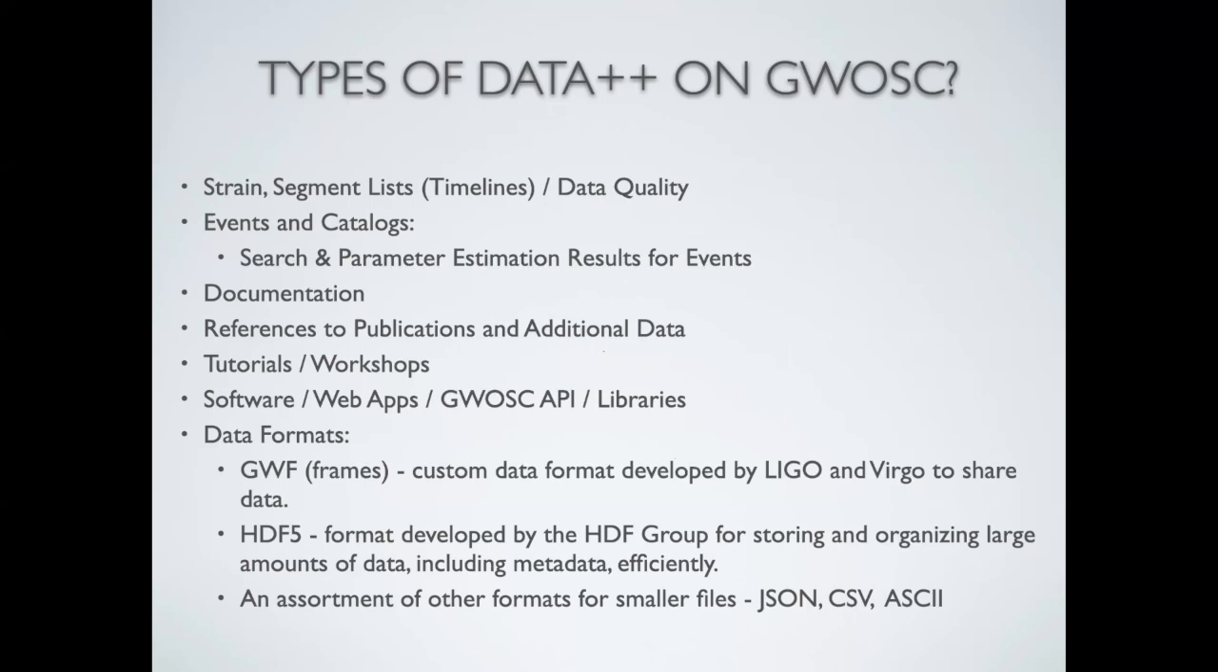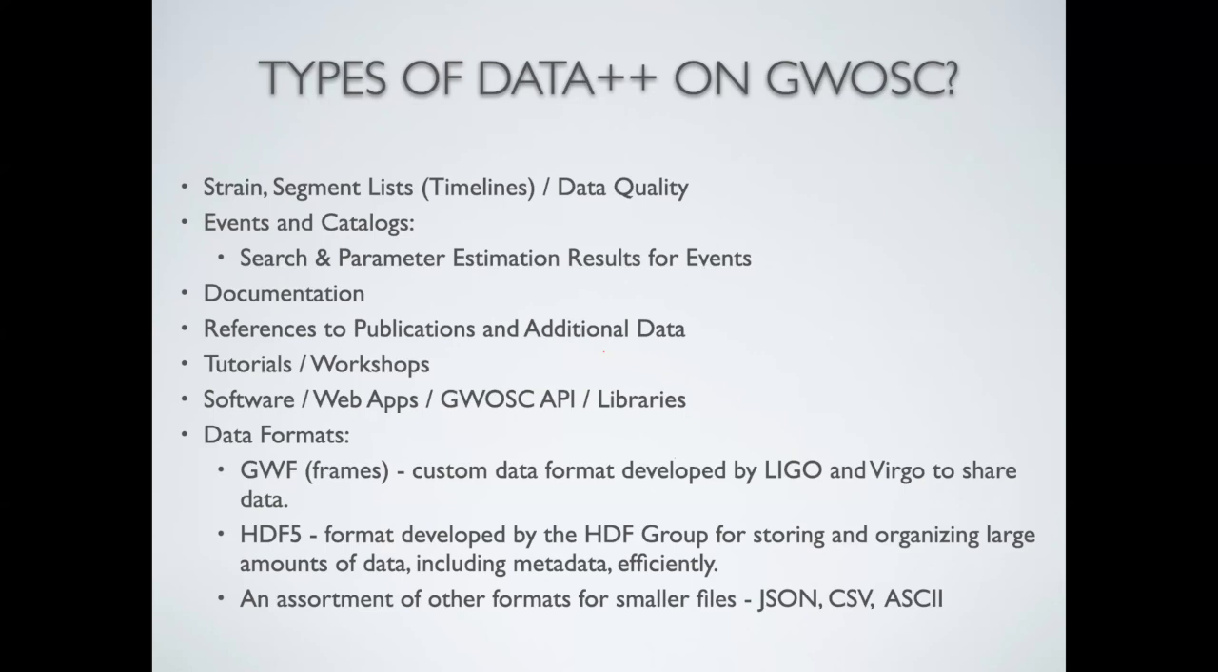But we have the strain data that Jamie was talking about. We have segment lists or graphically timelines. And we have measurements of the data quality, basically flags, whether it's good or bad, for a few different characterizations of data quality. We also have event catalogs. These are the events that have been detected and published. They include search parameters, parameter estimation parameters for all of the events, at least the ones that are confidently detected.